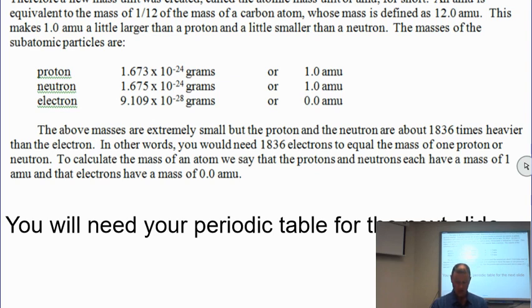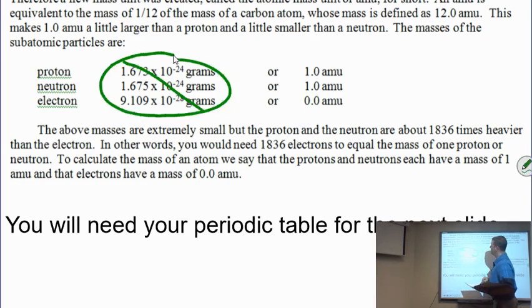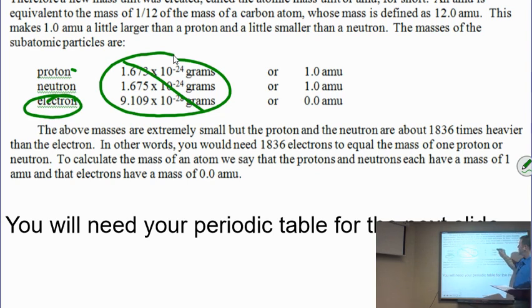An AMU is equivalent to 1/12 the mass of a carbon atom, whose mass is defined as 12 AMU. This makes one AMU a little larger than a proton and a little smaller than a neutron. The masses of the subatomic particles are. So these masses right here, we will never, ever ask you about. You just need to know that protons and neutrons have a large mass and electrons have an extremely small mass. For what we're going to use, we're going to say a proton has a mass of 1, the neutron has a mass of 1, and the electron has a mass of 0.